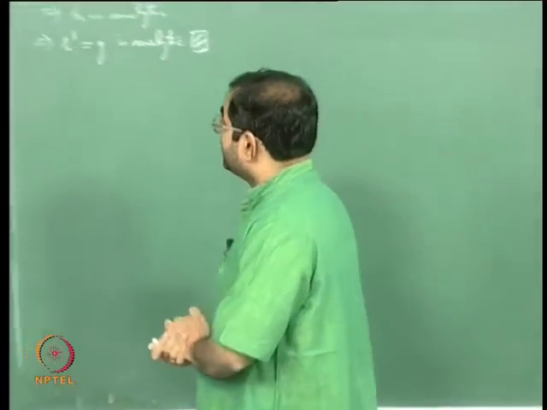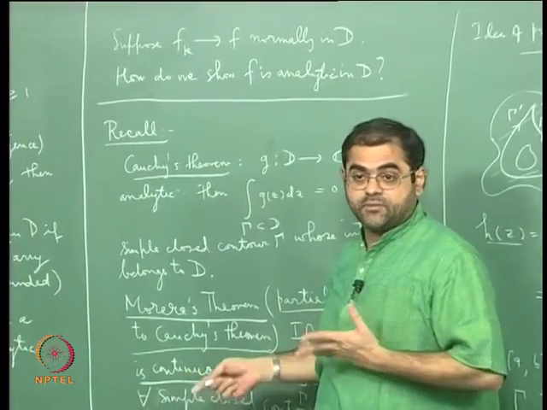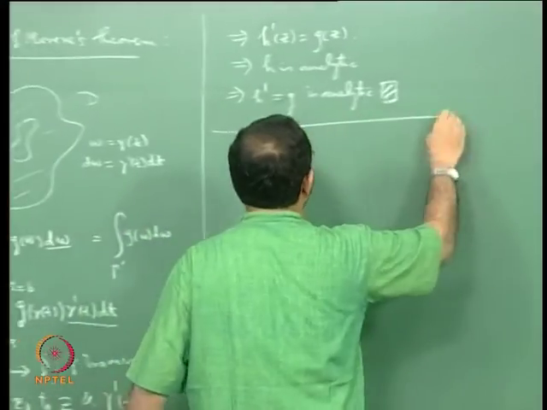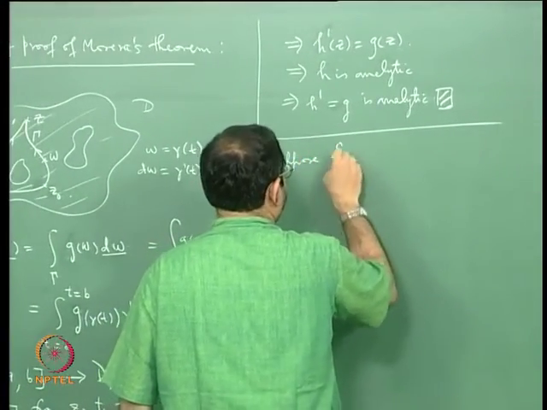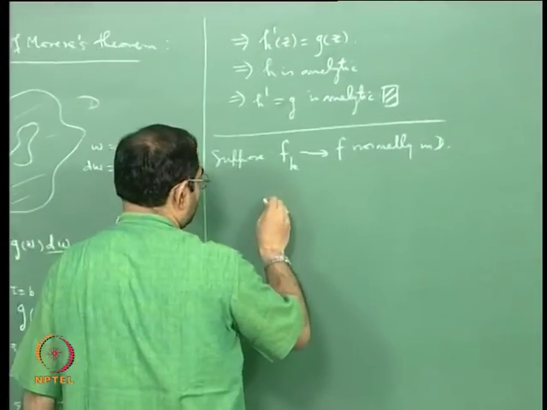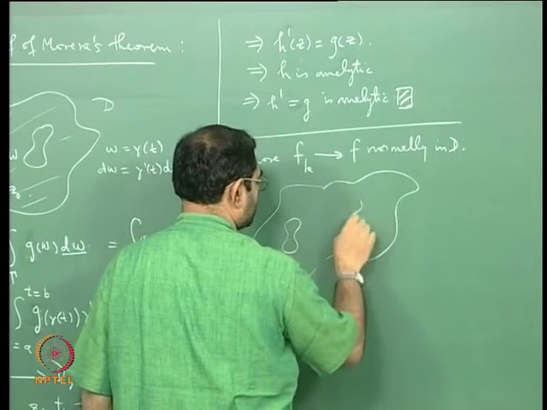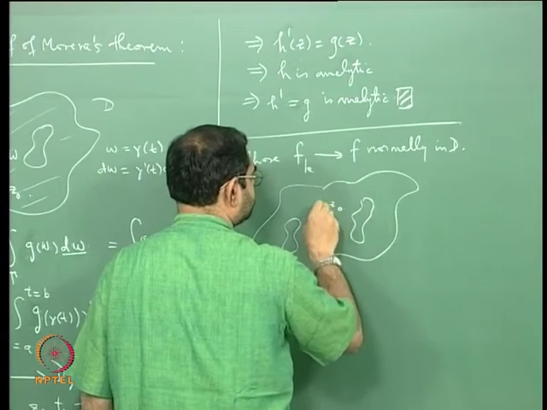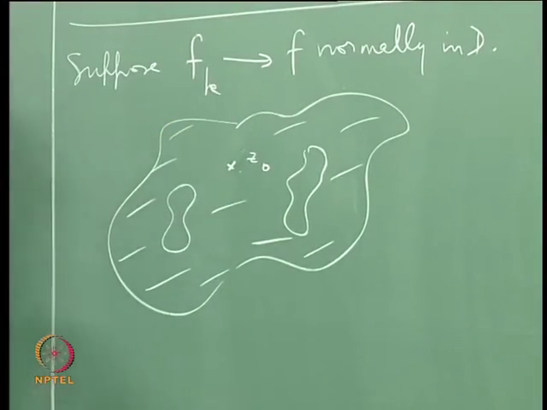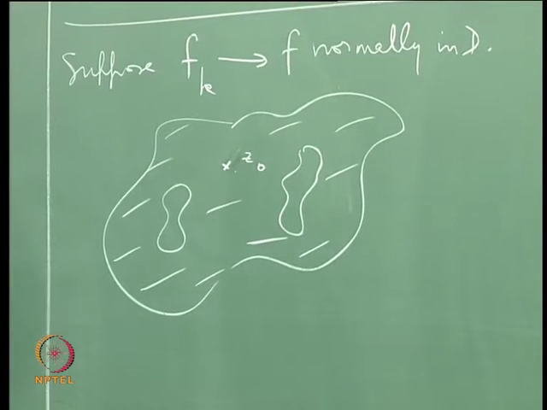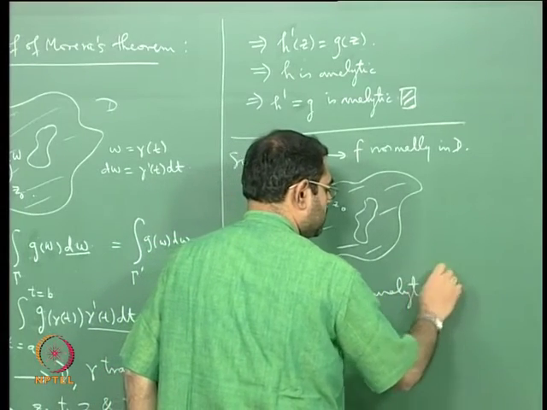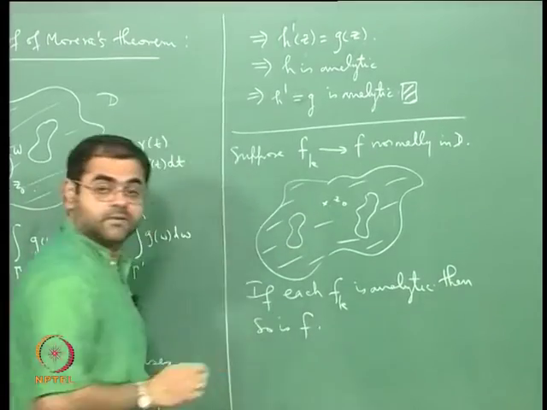Now, it is this Morera condition that is very useful to check a function is analytic. For example, let's go back to that situation. Suppose f_k converges to f normally in D. So here is your D, maybe it may have some holes. That one doesn't bother. And I take a point z0 in D. I want to show that if each f_k is analytic, then so is f. This is what I want to show.